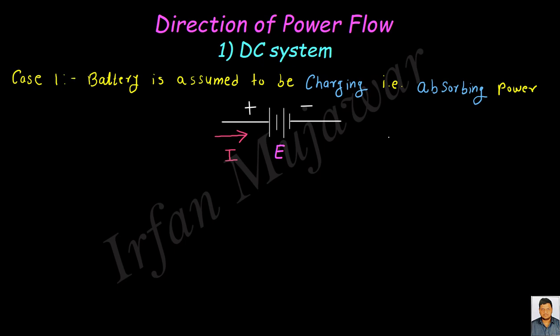Now how can we calculate the power? In case of a DC system it is straightforward. So power in case of a DC system is simply E into I, the product of voltage and current. Okay, so that is the formula of power in case of a DC system. Now we can consider two cases, whether power is positive or whether power is negative.